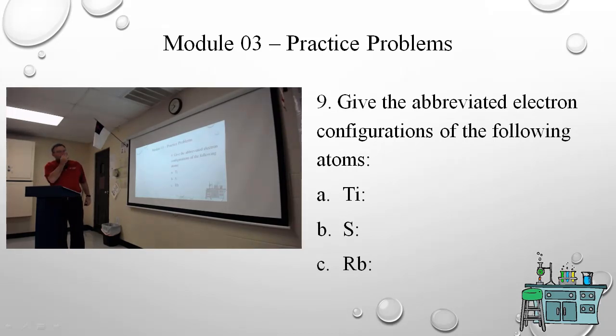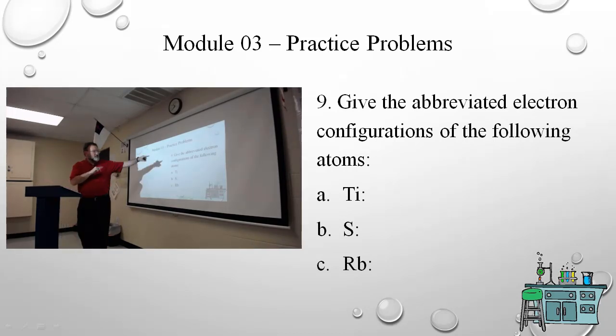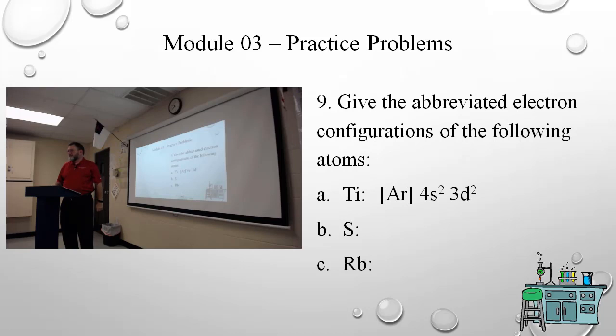So for Ti, 22. Since we're doing the abbreviated, we go up one row and all the way to the right, and what is the noble gas? Argon. The preceding noble gas is argon. Let's count up from argon then. We get 4s2, 3d2. Right.